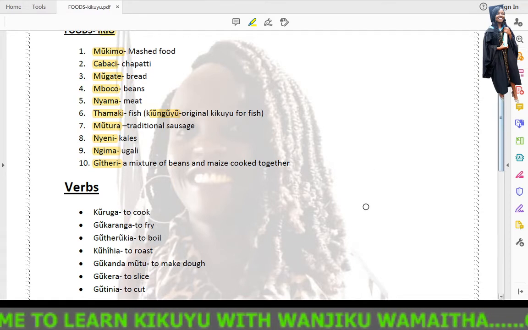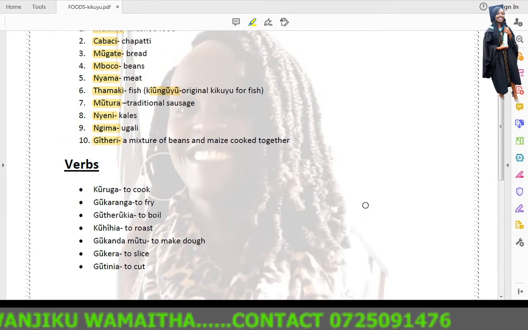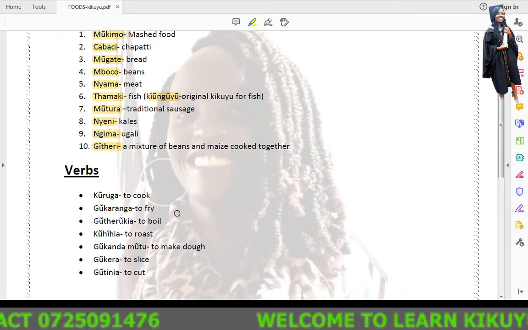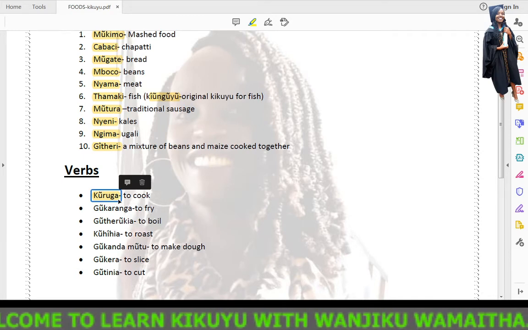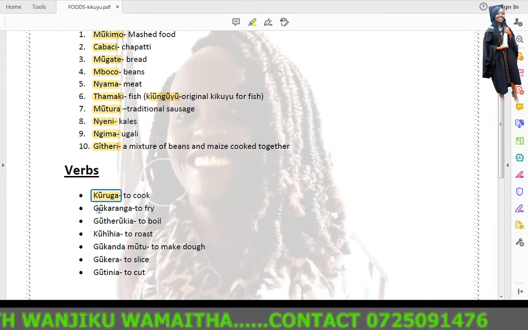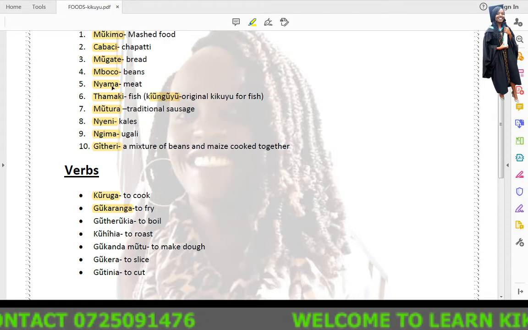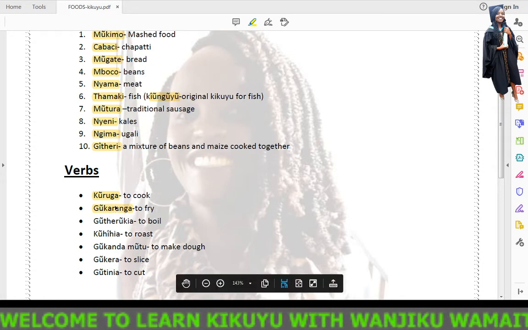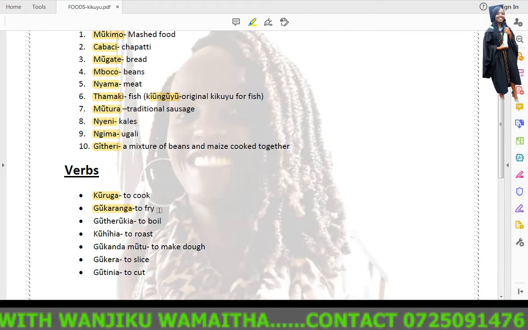So if I want to prepare these dishes, if I want to cook, we have some verbs that we use when you are referring to cooking. And remember, you can cook food differently. So you have many methods of cooking food. So to cook is koruga. If the method of cooking I want to use is the frying method, in Kikuyu I'll say gukaranga. For example, I can say mami ni gukaranga arakaranga irio. She is frying the food.